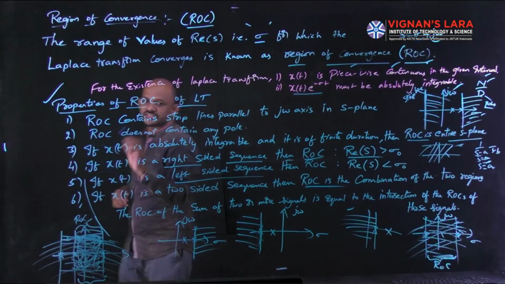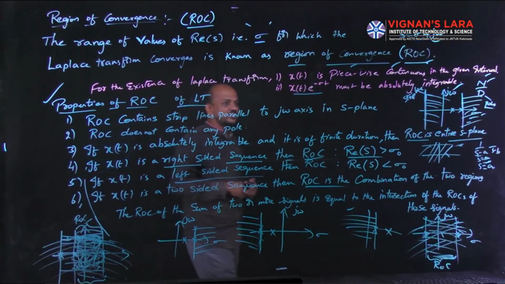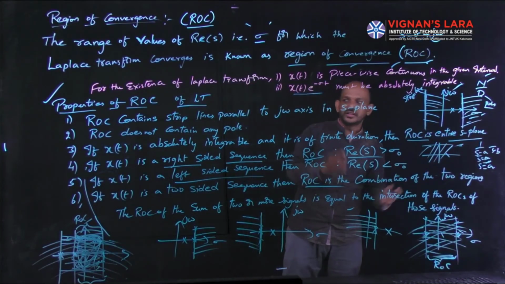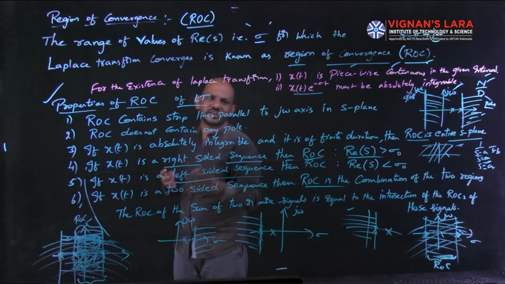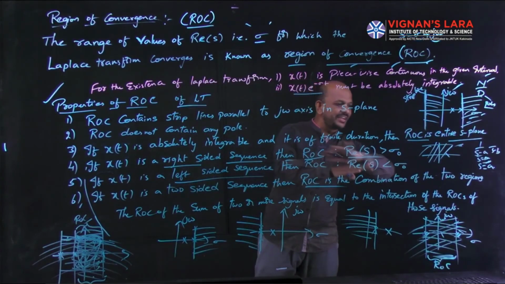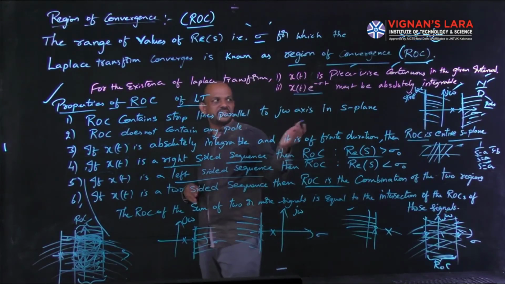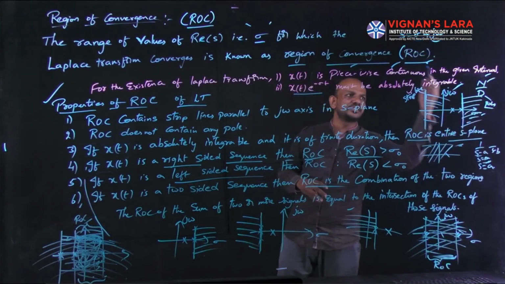Next, if x of t is absolutely integrable and of finite duration, then the ROC is the entire plane. If the given signal is absolutely integrable and of finite duration, then the region of convergence is the complete s-plane. This s-plane has sigma on the x-axis and j omega on the y-axis.